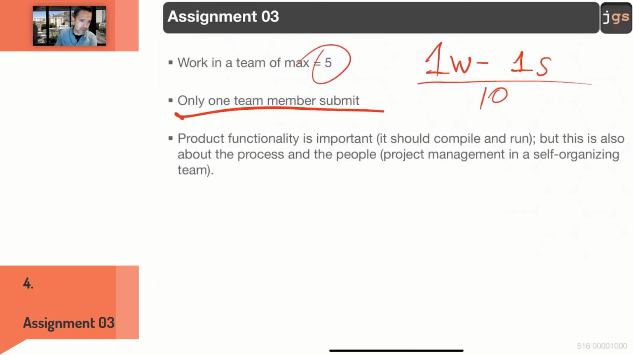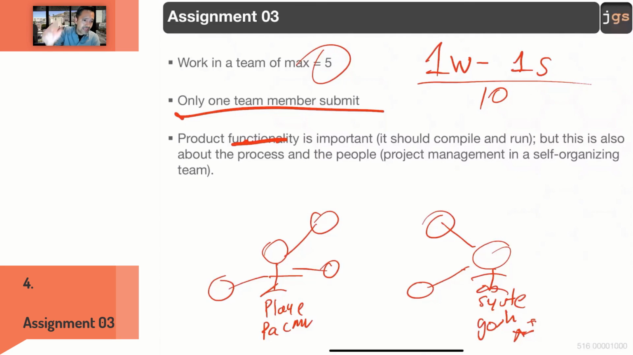And to be clear, the functionality is important. We're going to grade that your project compiles and runs. Please, if it does not compile, it is a 0. Whatever you submit should compile and should run. But obviously the product is important, but also the process. So be careful not to submit burndown charts like the ones that I showed you, with common errors. Okay, assignment 3, clear.